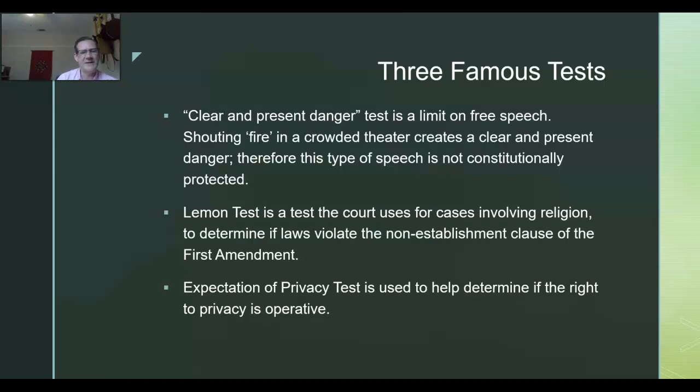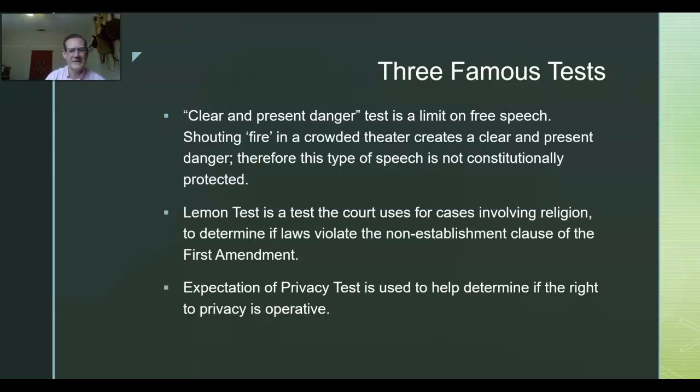The Lemon test. The Lemon test is a test the court uses for cases involving religion to determine if laws violate the non-establishment clause of the First Amendment, or the disestablishment clause. So there shall be no established religion, right? That one's a convoluted test. The guy's name was Lemon, okay? It's a test that's used.